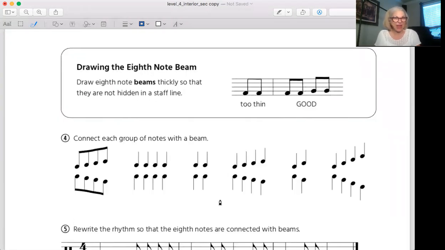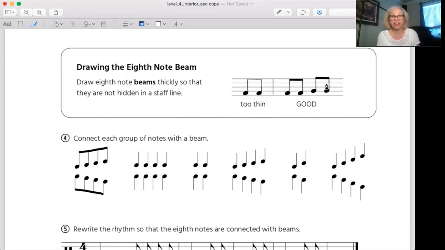All right, we're back, and on the next page, top of page 25, are some tips about drawing 8th note beams. It says draw them thickly so that they are not hidden in a staff line. Look how wimpy that little beam looks. We can't hardly see it, but here's a good example of 8th note beams.